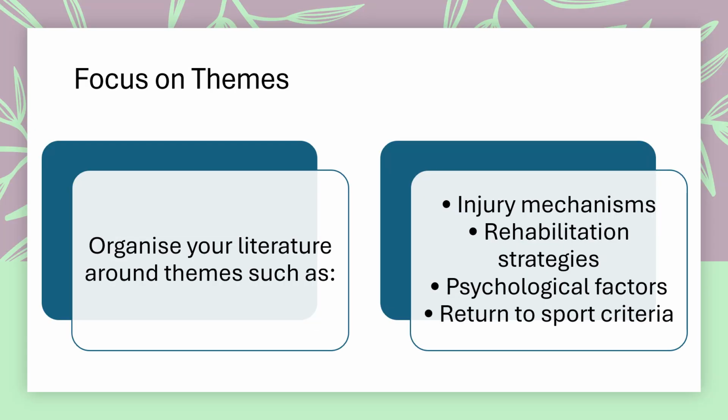Now again, instead of organizing your literature review by individual studies, organize it by themes. For example, if your dissertation is about hamstring injuries, you might have sections discussing injury risk factors, rehabilitation approaches, and prevention strategies. This helps create a logical flow and shows that you understand the research landscape.